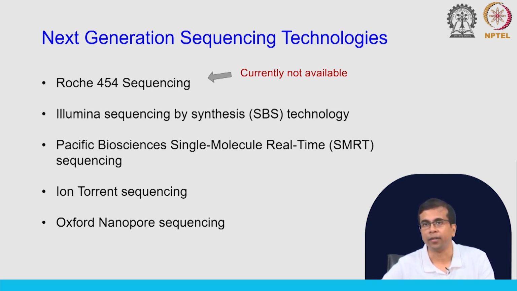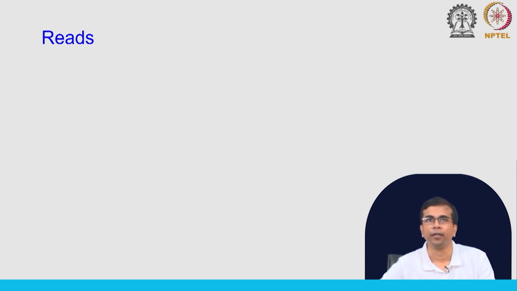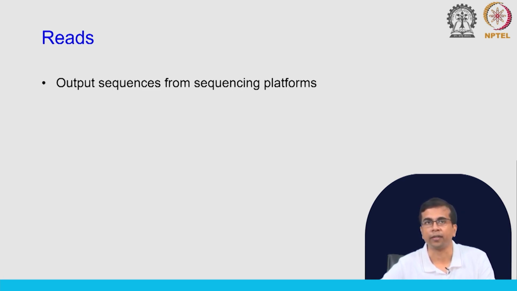Despite that, we will discuss Roche 454 sequencing, because this was the first method of next generation sequencing, and you will also find a lot of data in databases from this technology. So, it is good to understand how this data was generated before you analyze those data sets. Before we go into the technologies themselves, let us talk about what the reads are.